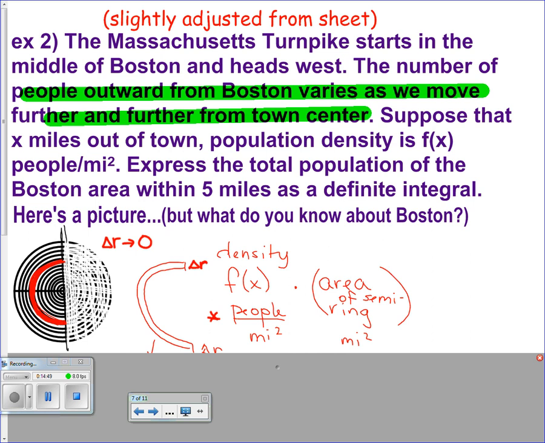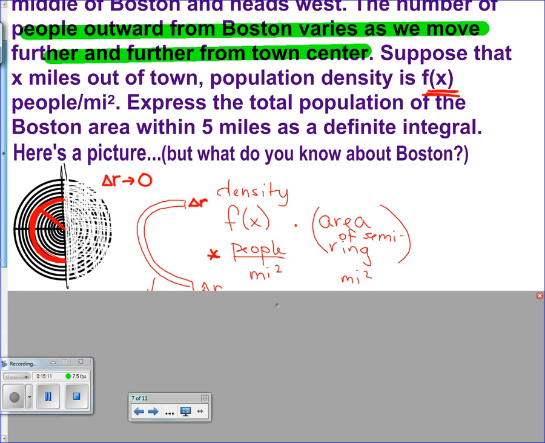And you know that eventually delta r is going to go to 0, because we have density as a function of x. The distance out, r is probably a better variable to use, but x is the distance outward from the city center. That's the definition. And it's going to change not in steps of one, it's going to change infinitesimally. So what we need is a neat way of finding the area of that semi-ring. Think about snipping it and stretching it out, because the curvature is not going to matter at all when delta r is going to 0.